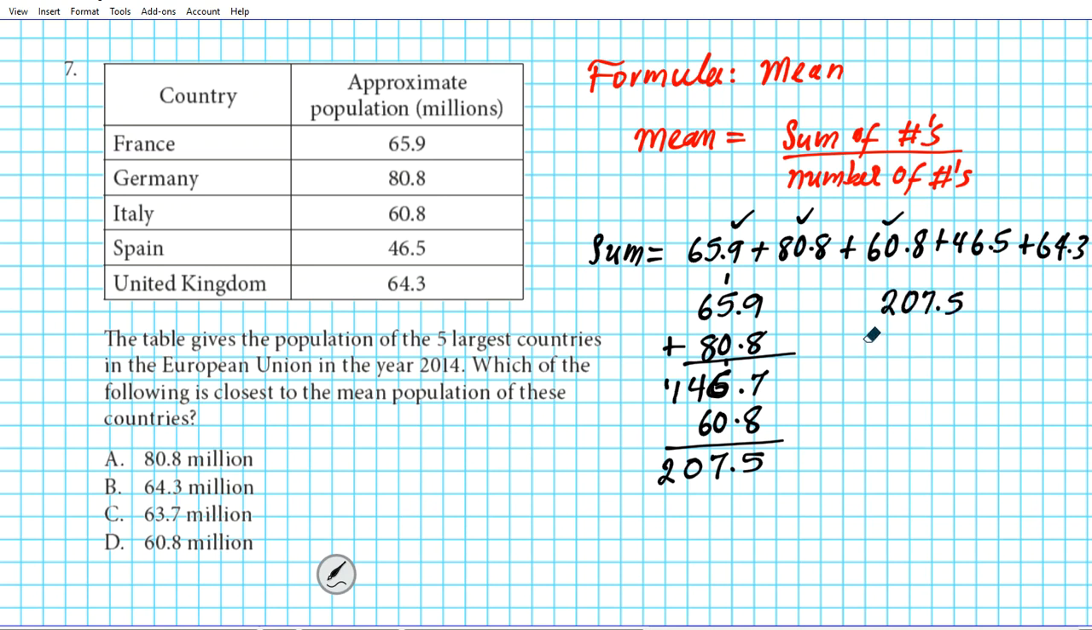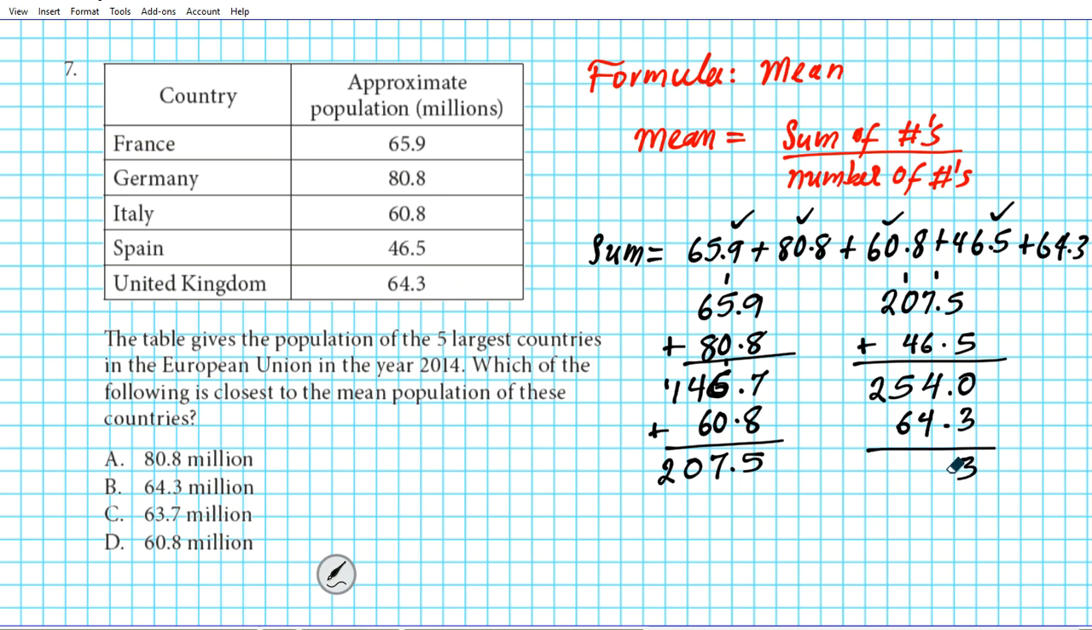So let's take 207.5. And we're going to add the next number, 46.5. We add that. 5 plus 5 is 10. 0, carry 1. 7 plus 7 is 14. 4, carry 1. 1 plus 4 is 5. We have 254.0. And then the last number is 64.3. Add that on. What do we get?